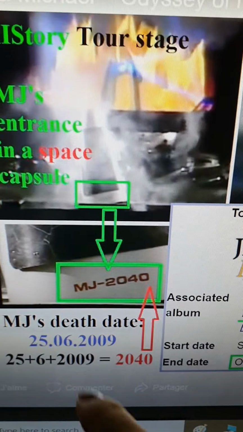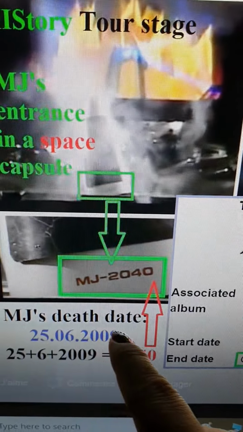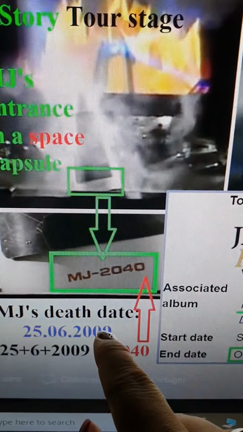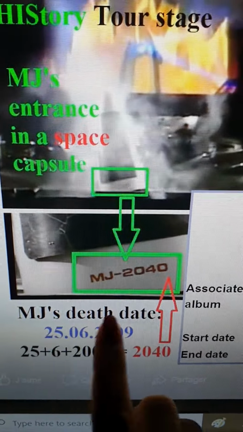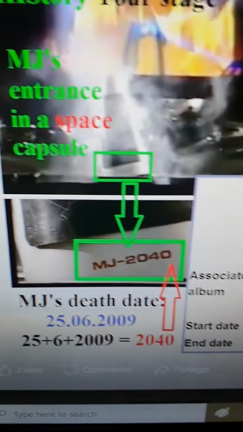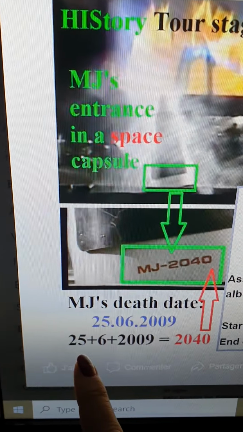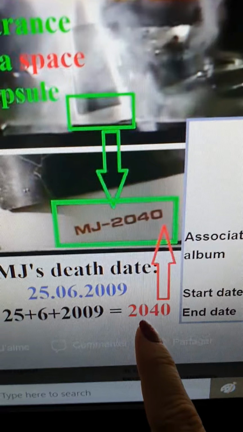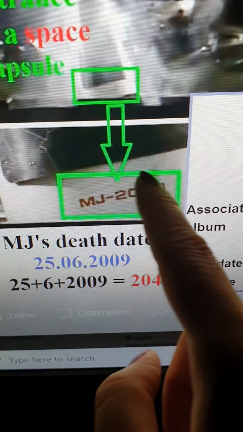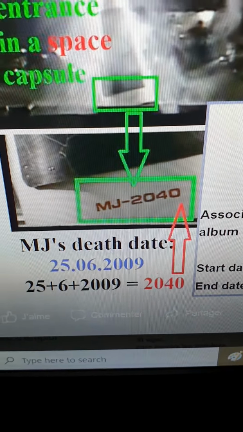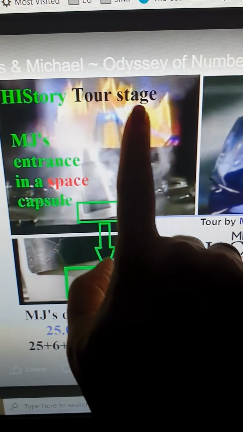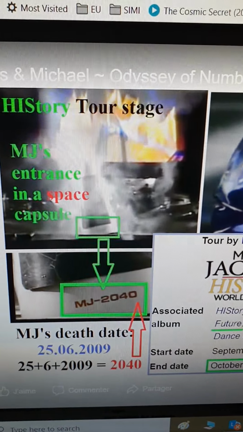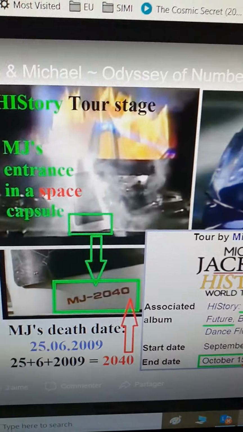Now, if we take Michael's death date, June 25th, 2009, and you add, not number by number, as we did for the numerological, you add 25 plus 6, the month, plus 2009, it all equals 2040. Now, what are the odds? This is his last actual tour that he did. So basically, these are his last concerts.